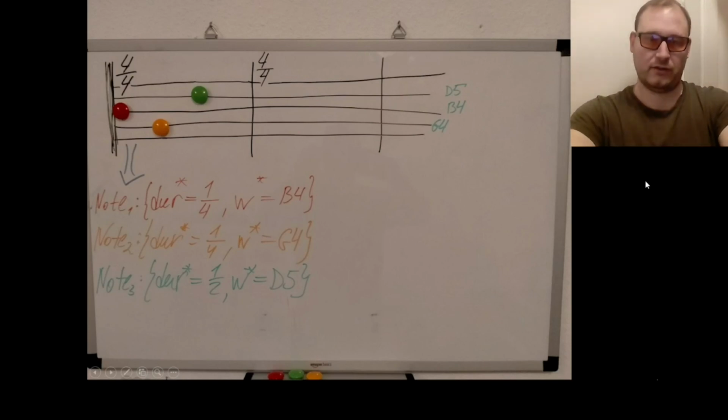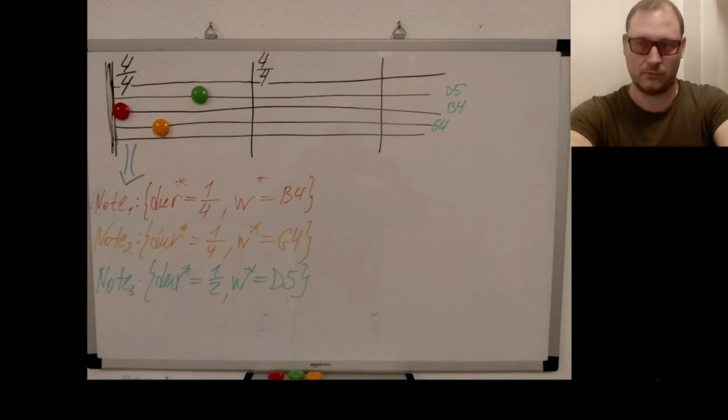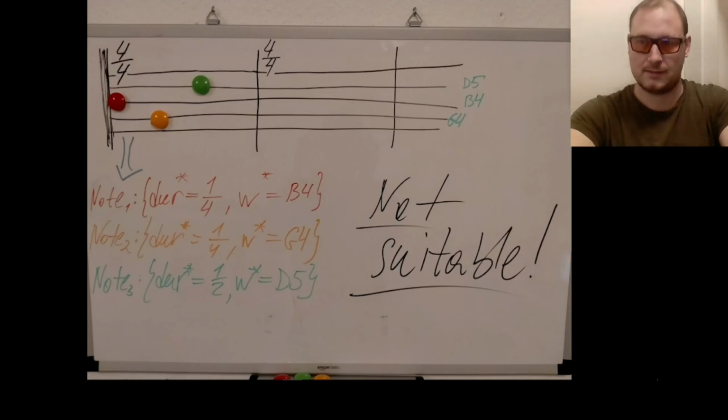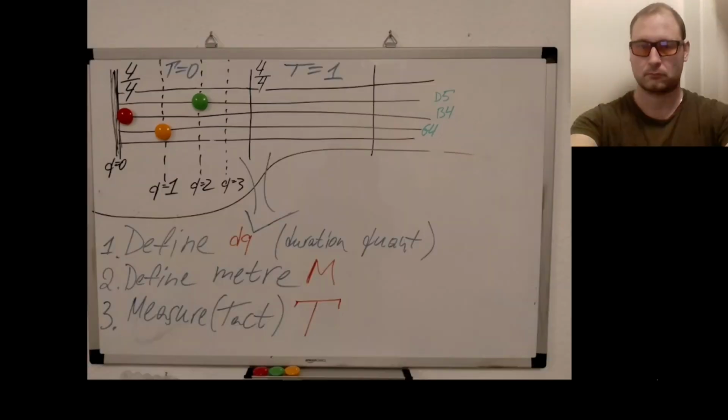If we measure the durations and pitches in, let's say, the normal musical system, we can say that they have a duration of 1 quarter or 2 quarters and certain pitches like G of the 4th octave or something like that. But that is actually not really suitable for a computer. It's not a really uniform representation. So let's proceed in rewriting that in a more formal way.